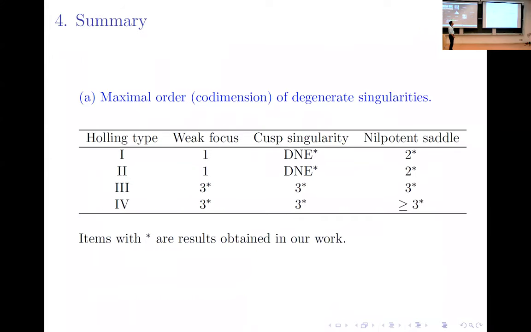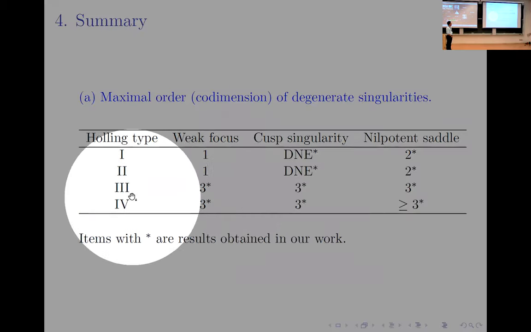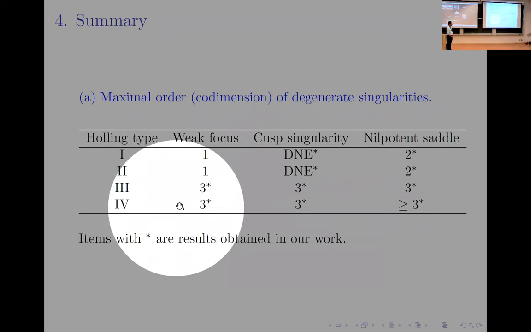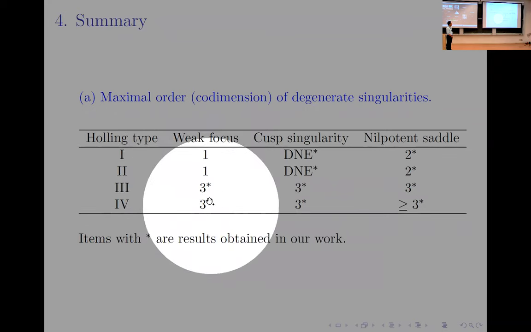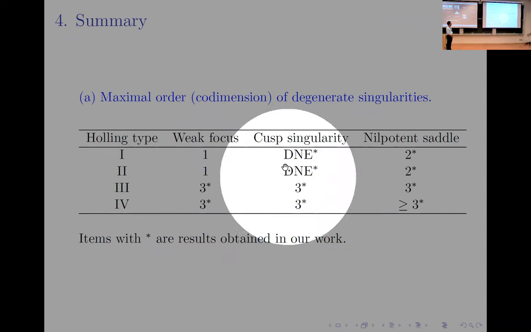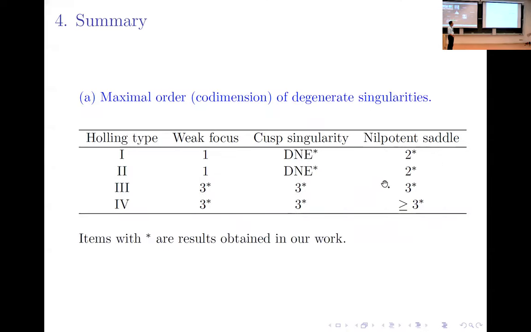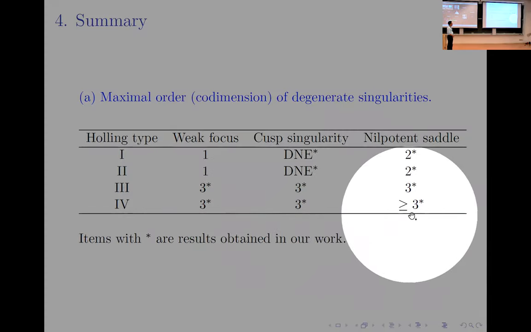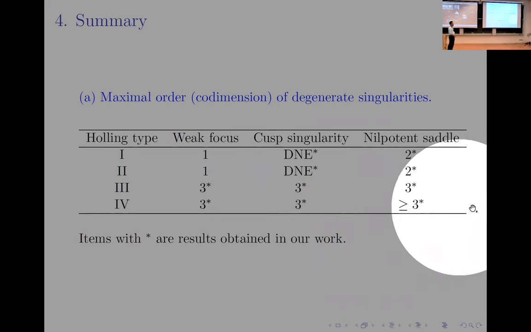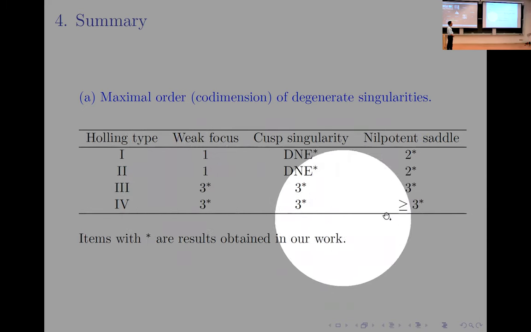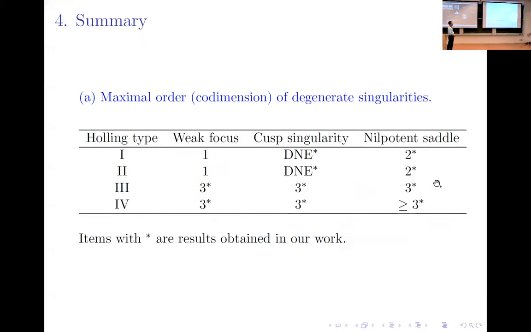Now on the next slide, we summarize the maximum codimension for the different degenerate singularities. So let's compare the Holling type 3 and type 4 functional responses. They both have codimension 3 for weak focus and cusp singularity. However, for the nilpotent saddle, for Holling type 4 the codimension could be greater than 3, while for Holling type 3 the codimension is exactly 3.